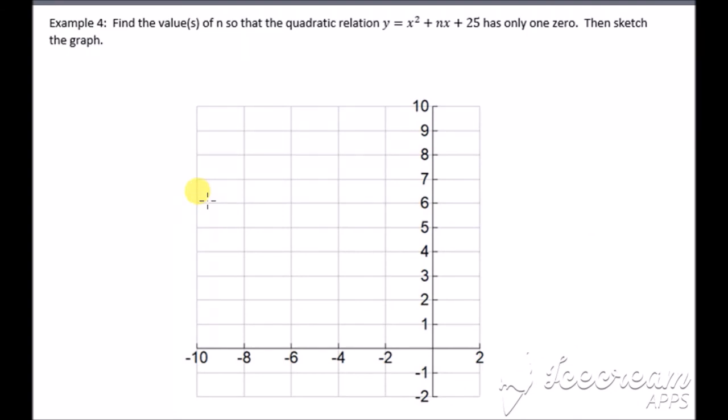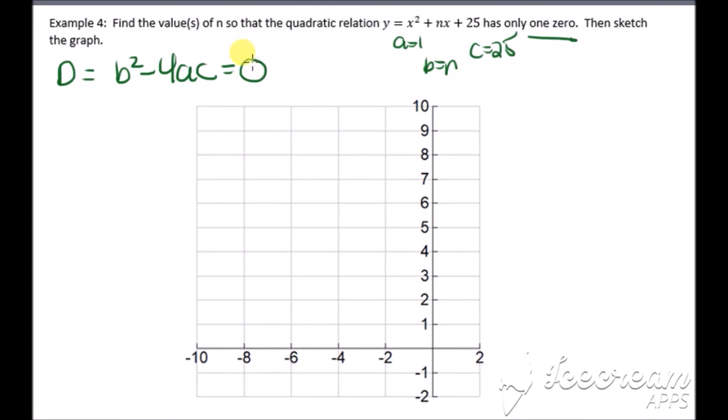Okay, example 4. Find the values of n so that this quadratic relation has only one zero. So we're going to go back to the discriminant, and the discriminant is b squared minus 4ac. When we're solving for this, the a is 1, the b is n, and the c is 25. In order for this to have only one zero, we need b squared minus 4ac to equal 0, because when you root 0, it only has one answer. So let's go n squared minus 4 times 1 times 25. And when does that equal 0?